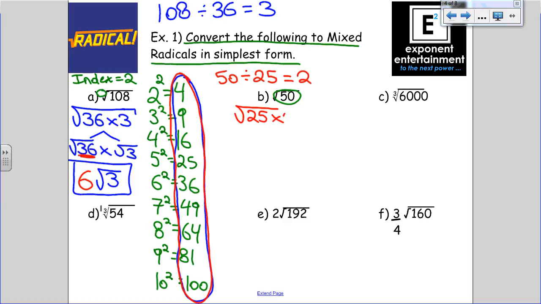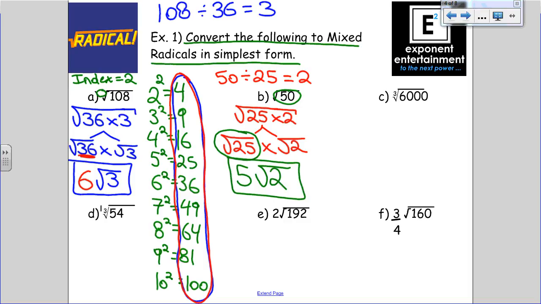That means I can split these, because that was our math rule that we learned. If you have a radical that's two things multiplied, you can break it into two separate radicals. The reason we did that is because now you have a perfect square that can be simplified. The square root of 25 is 5. The square root of 2, you can't change that, because it becomes a decimal. We don't like decimals.